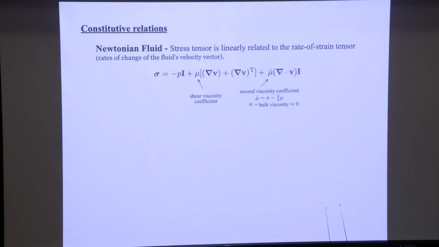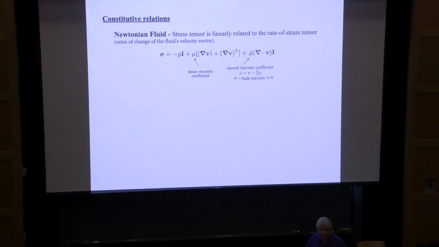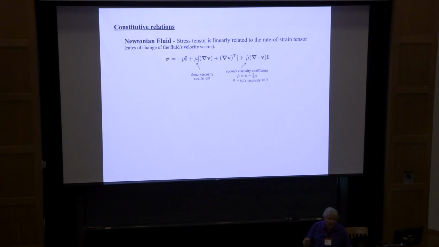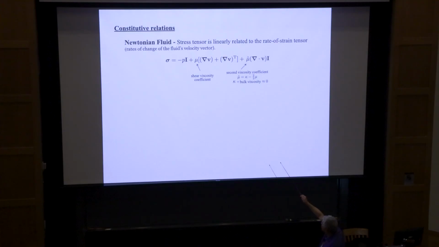And then you have two terms that are multiplied by some coefficient, mu and mu hat. Mu is the shear viscosity, which can be measured experimentally, and the term in the middle, grad V and grad V transpose, are essentially the rate of strain. So together they correspond to the rate of strain of a fluid particle.